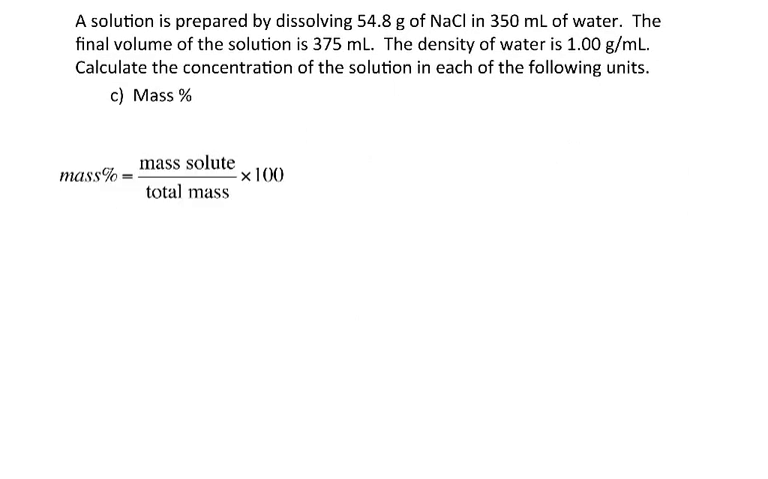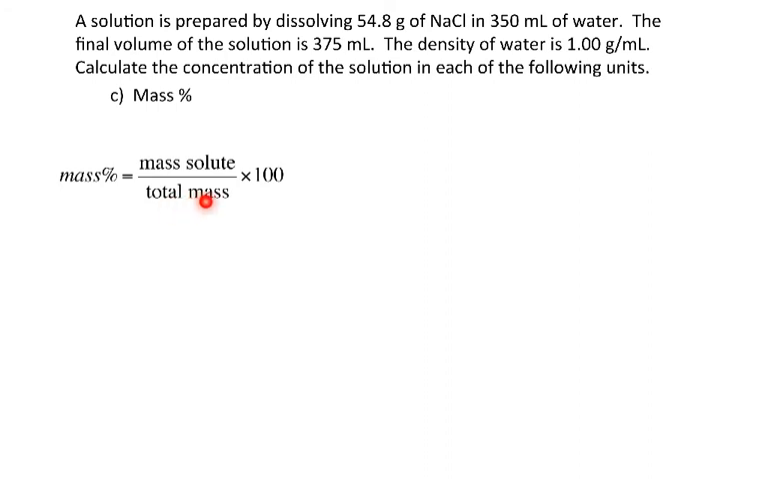Okay, so now they would like us to calculate the mass percent. And so we have the equation for mass percent here. The mass percent is the mass of the solute divided by the total mass times 100. All right, so again, I break it down and just look at each piece individually. So the mass of the solute, well, that's just given to us in the problem. That's the 54.8 grams of NaCl.